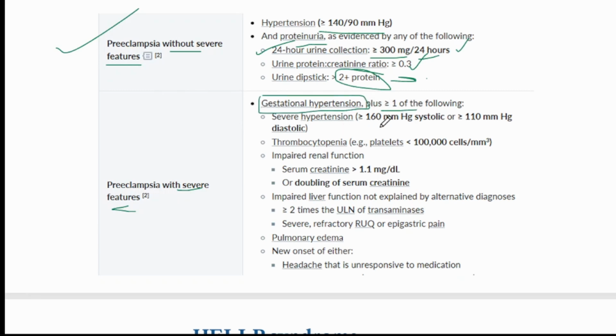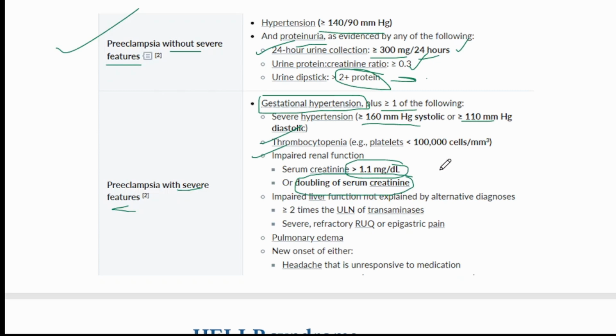If the blood pressure is very high, like 160 over 110, then we call it severe features. Or there is thrombocytopenia, or there is renal dysfunction. So how do we know that the kidney is not functioning properly? If the serum creatinine is more than 1.1, or if the serum creatinine level has doubled.